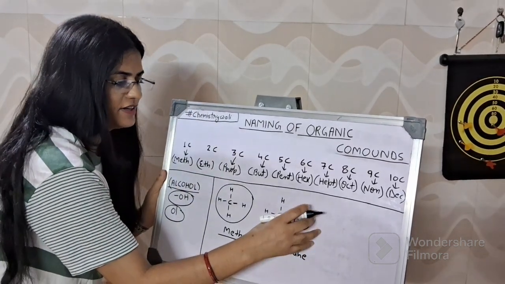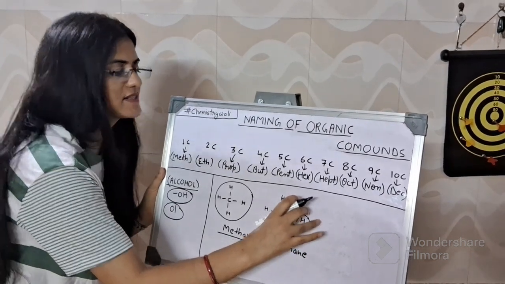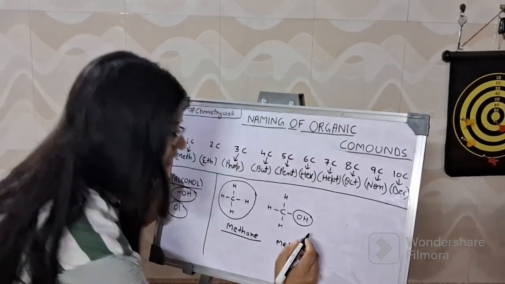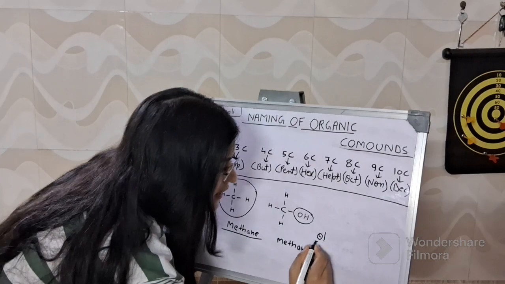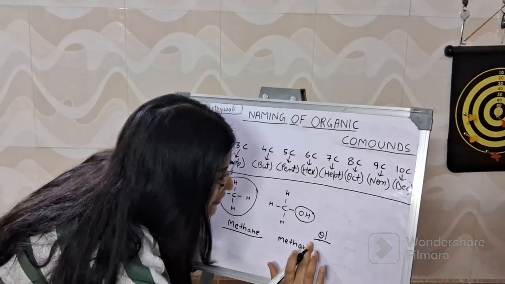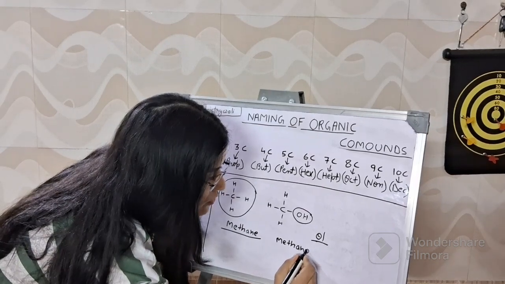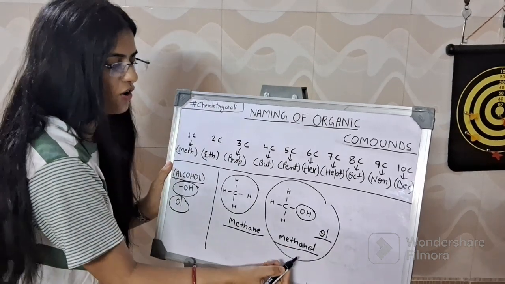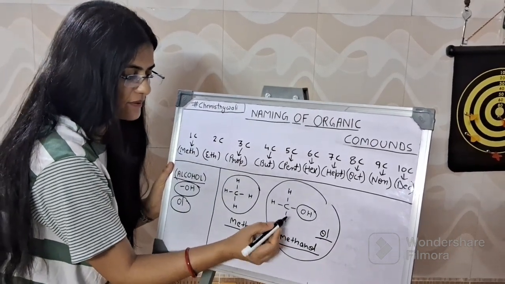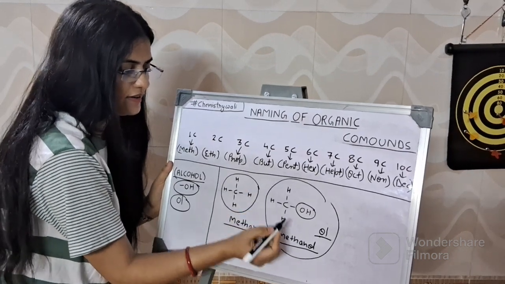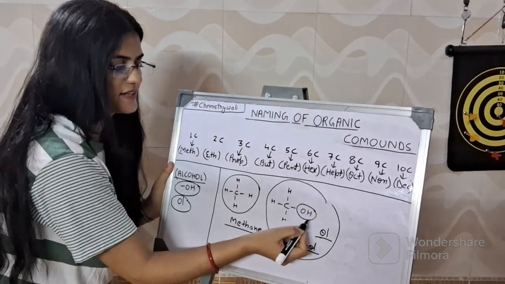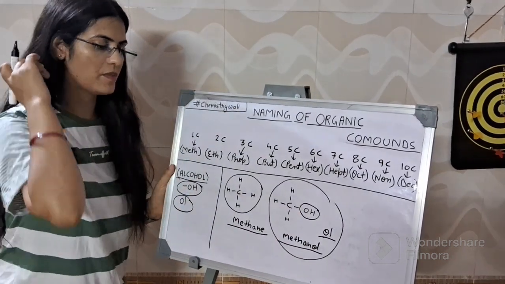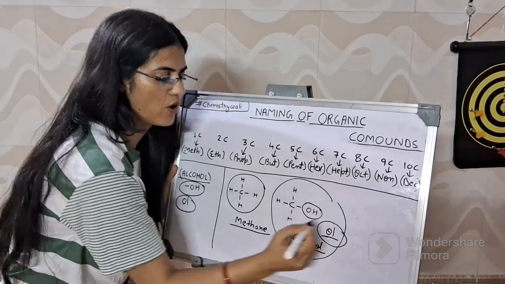But now see, one OH group is present here. This is the functional group here. So now for OH group, one suffix we are using, that is ol. Now here we will remove this E and we will use OL. Now the name of this compound is methanol. Meth for one carbon, ane for all single bond, ol for this functional group, that is alcohol. When alcohol is present in any compound, one suffix we will use, that is ol.